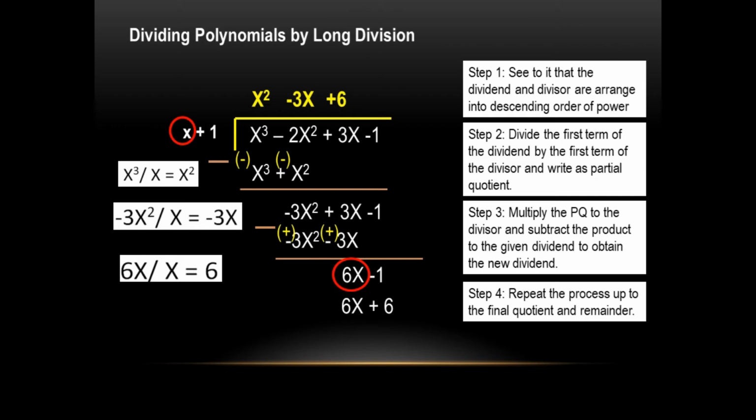It will become 6x plus 6, because 6 times x is 6x, and 6 times 1 is 6. So subtract, change the sign. So 6x plus negative 6x equals now to 0, and negative 1 plus negative 6 is equal to negative 7.